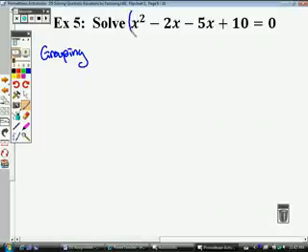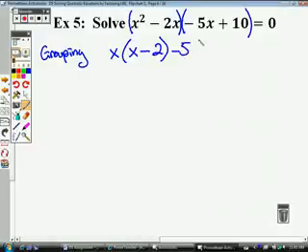Okay, so that means we're going to put parentheses around the first two and parentheses around the second two. And what's the common factor of the first group? Yes, x. So I'm going to pull out an x, and that leaves us with x minus 2. What's the common factor in the second group? 5. You gotta say -5 because it starts with a negative. So we're gonna say -5. We can't put x minus 10 there. Good, so it's x minus 2.